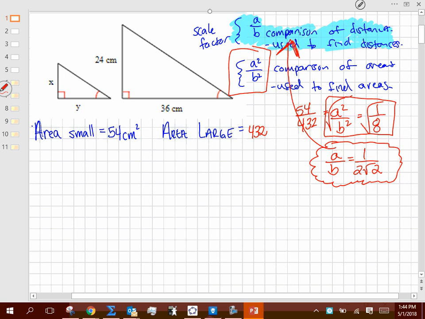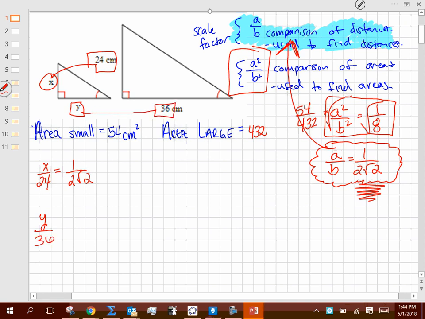Is it an A over B? Yeah. So now I can use that and say that this X compares to that 24, and it's going to compare the same way that ratio does. So I'm going to say X over 24 is equal to 1 over 2 root 2. Y should compare to what? 36. So Y over 36 compares to 1 over 2 radical 2.